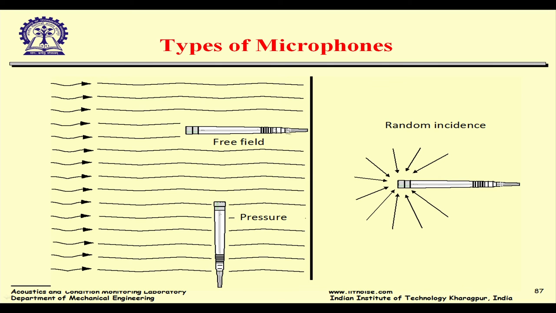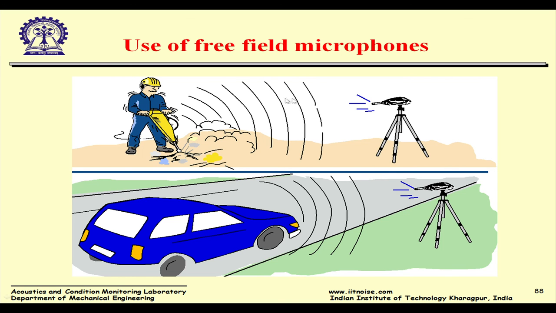Microphones are exposed to different sound fields: free field, pressure field, grazing incidence. In duct acoustics, we use pressure field microphones. Otherwise, normally a free field microphone, or a random incidence microphone in a diffuse field. Free field microphones are used for noise surveys, jackhammering on the road, and transportation noise measurement. So you can use that.